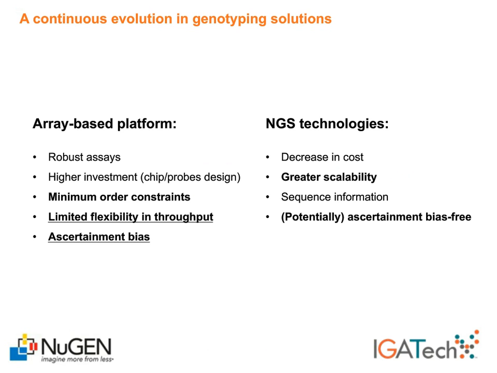In the last years, array-based solutions have dominated the market of genotyping, and they did provide very robust assays. However, with the synthesis cost of probes, they used to require a very high investment at the beginning of projects. And also, they suffer some constraint in the minimum order of samples and assays. So this provided a limited flexibility in the throughput.